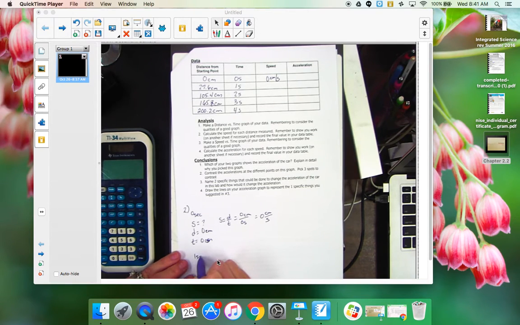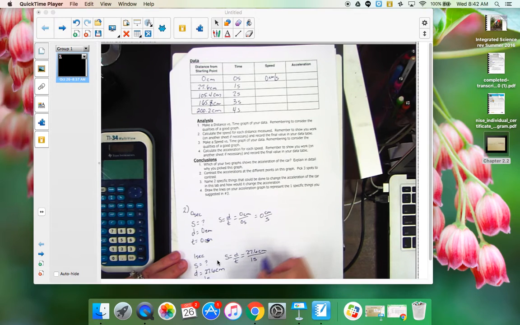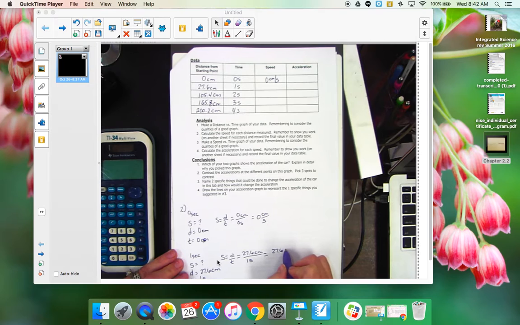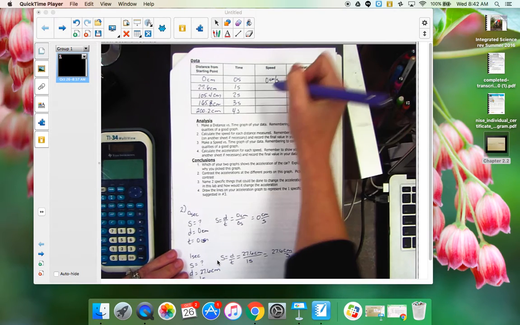For 1 second, speed, distance, and time. Again, speed is question mark. My distance, 27.6 centimeters. My time is 1 second. Speed equals distance divided by time. 27.6 centimeters divided by 1 second equals 27.6 centimeters per second.